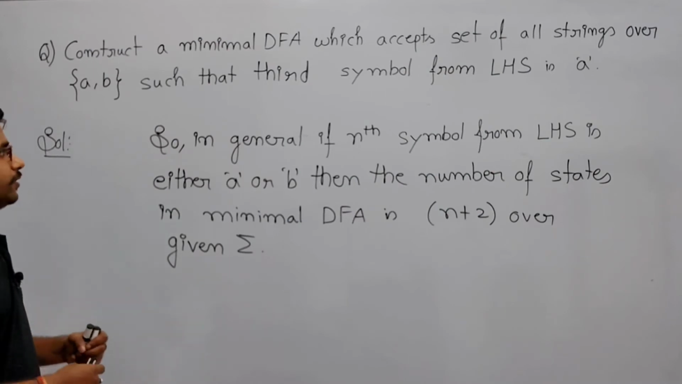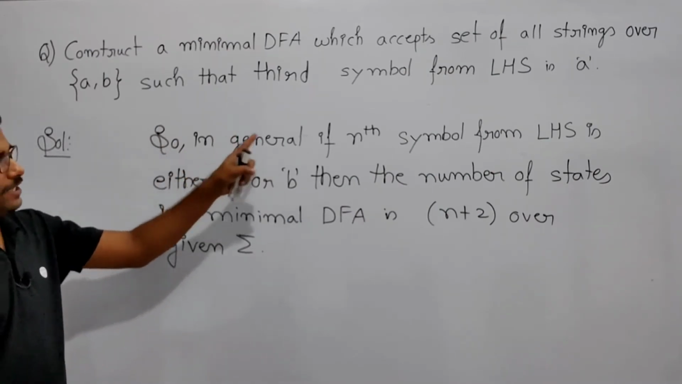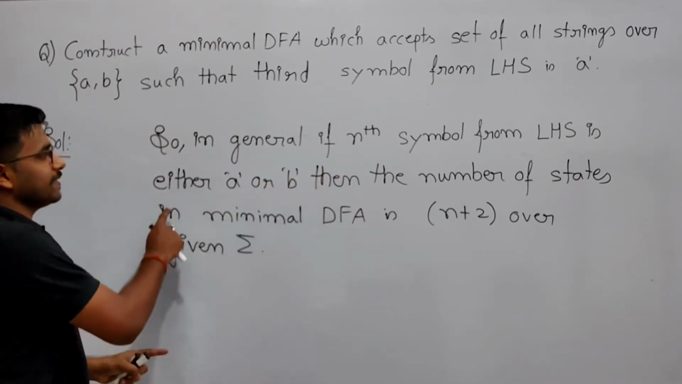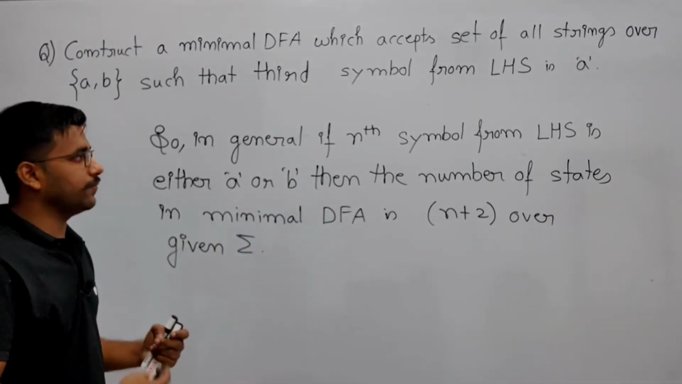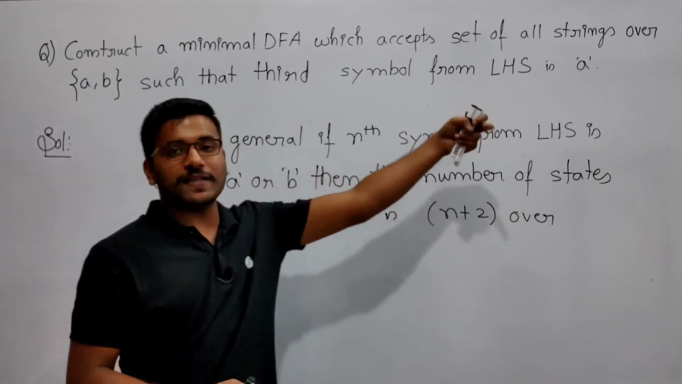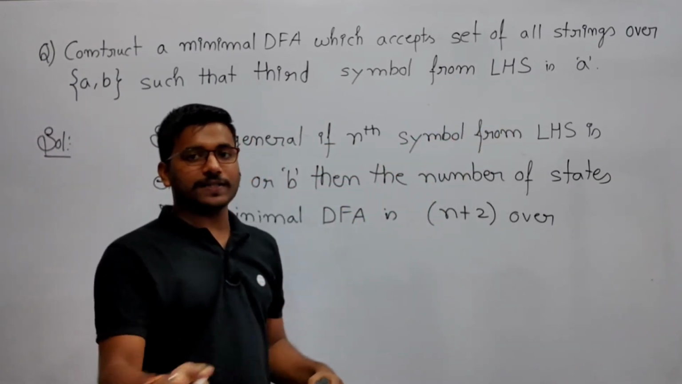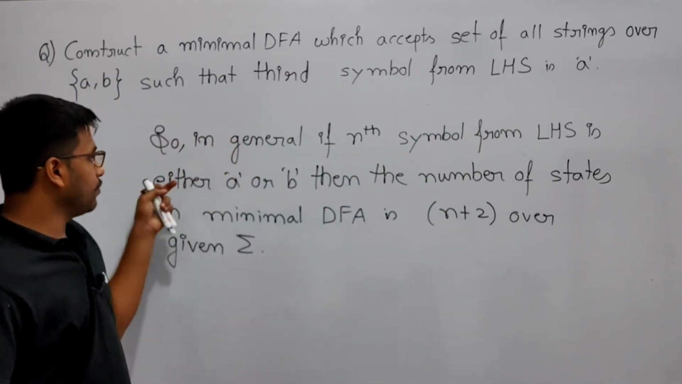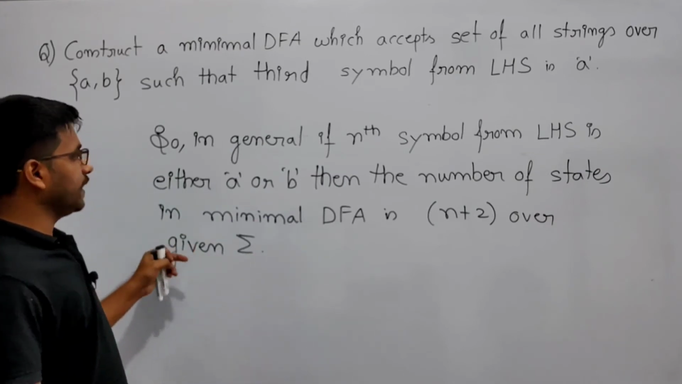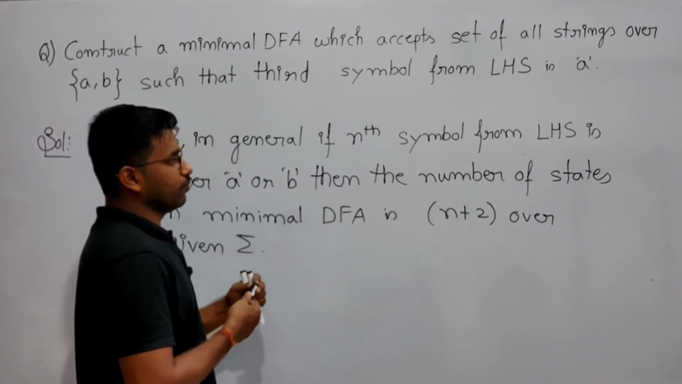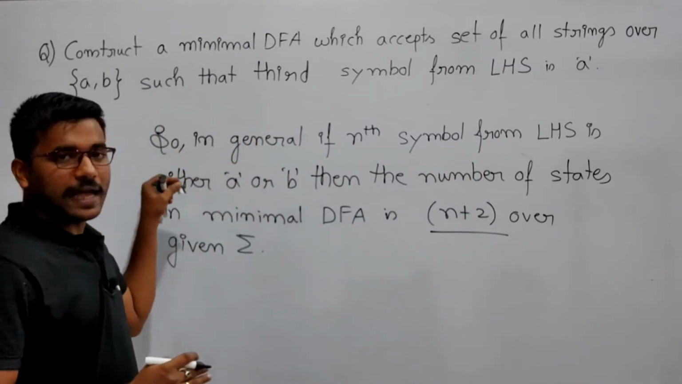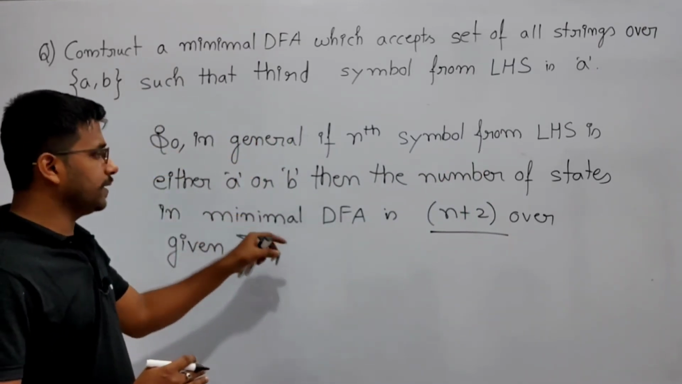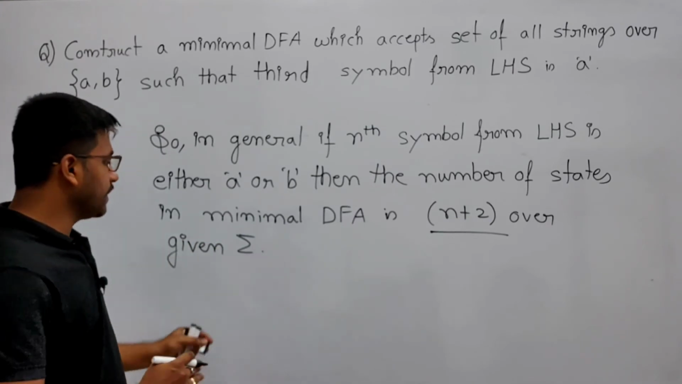So write the note. In general, if the nth symbol from the LHS is either a or b, we have seen for a, and similarly for b also we can see. If I say that the nth symbol from the left-hand side is b, then also you will require the same number of states. So for either a or b, the number of states in the minimal DFA is n plus 2. So if I am saying the nth symbol from the LHS is either a or b, then you are going to get n plus 2 states.